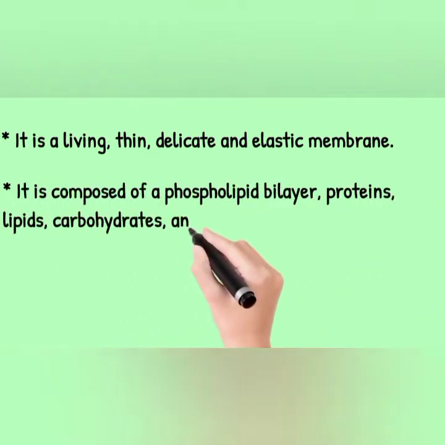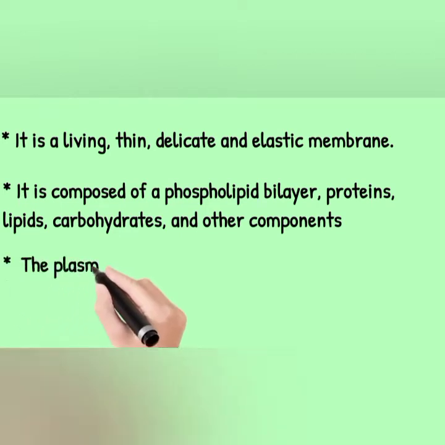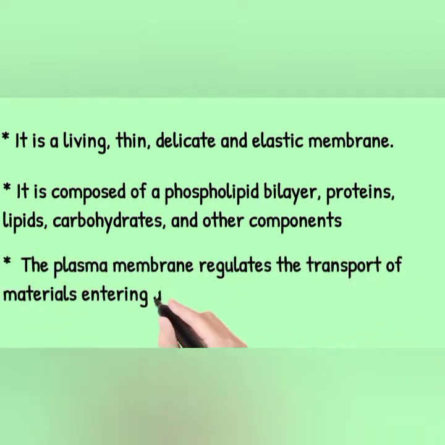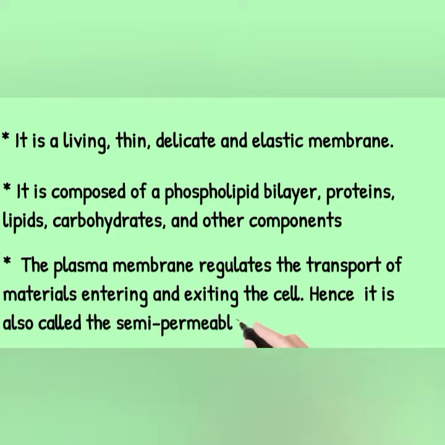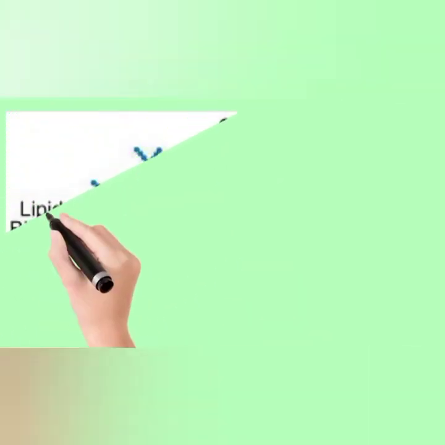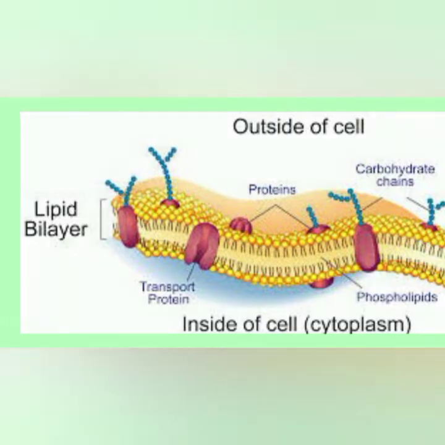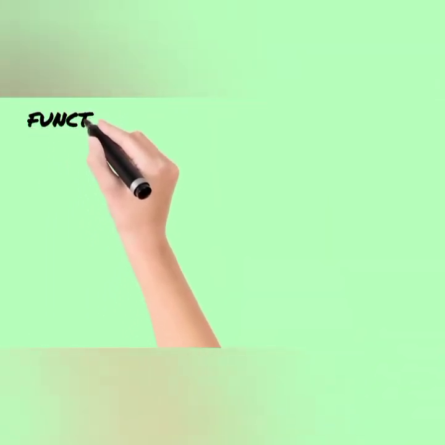It is composed of phospholipid bilayer, protein, lipids, carbohydrates and other components. And what goes inside the cell and what comes out of it is regulated by the plasma membrane. It is semi-permeable in nature. The diagram here shows all the components of the plasma membrane. You can see the two molecule thick bilayer, that is the phospholipid bilayer.